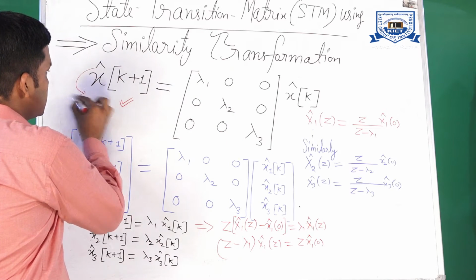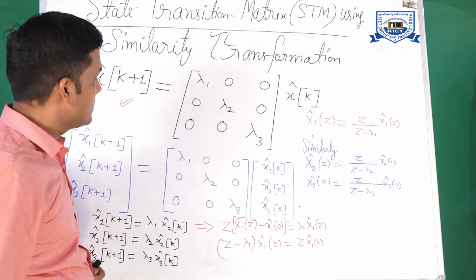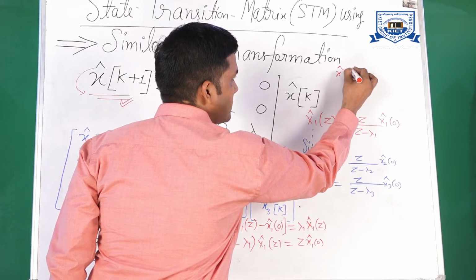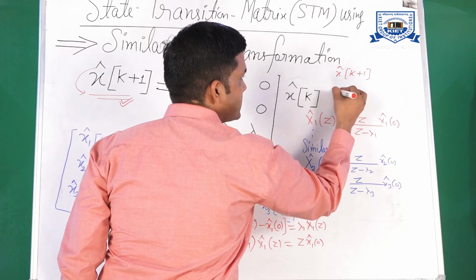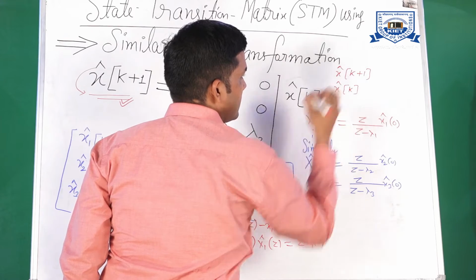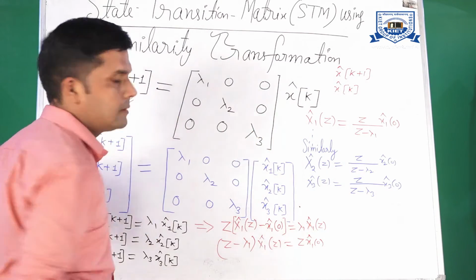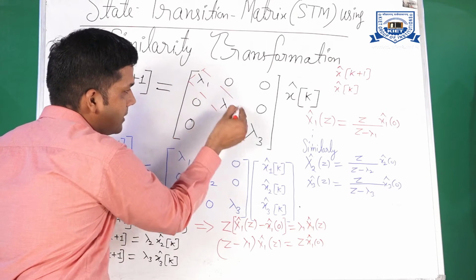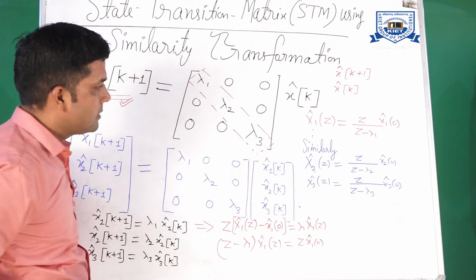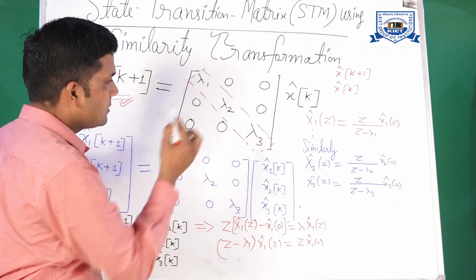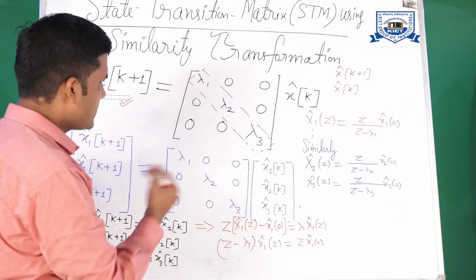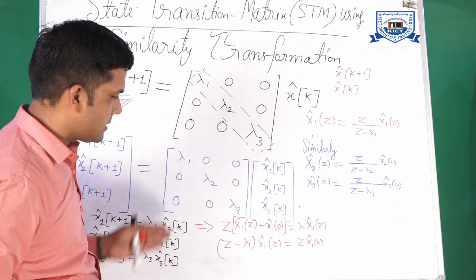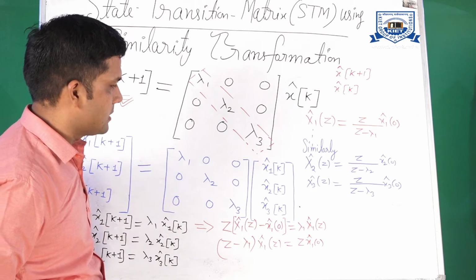Here x cap denotes the new state model, x cap k plus 1 and x cap k. And here we can see the diagonal eigenvalues, which are different: lambda 1, lambda 2 and lambda 3. Sometimes eigenvalues are similar, and then the transformation part will be similar.